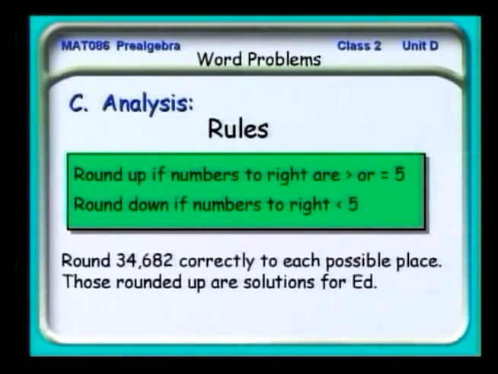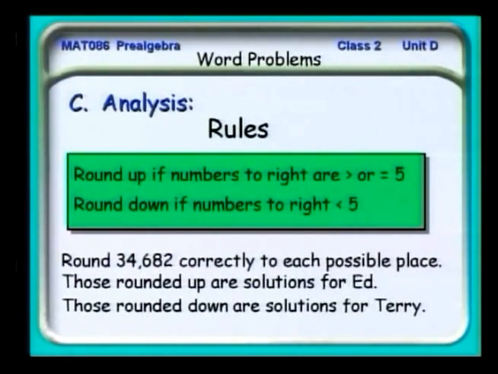So we round 34,682 correctly to each possible place, and those solutions that get rounded to a larger number are for Ed. Those solutions that get rounded to a smaller number, get rounded down, are solutions for Terry.